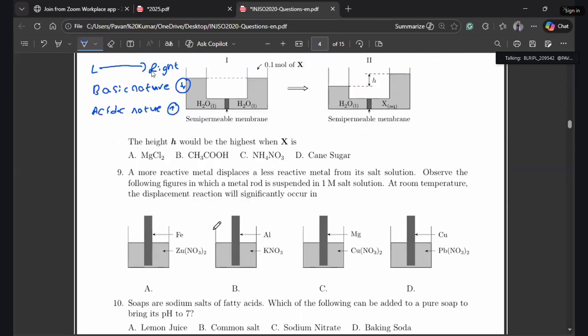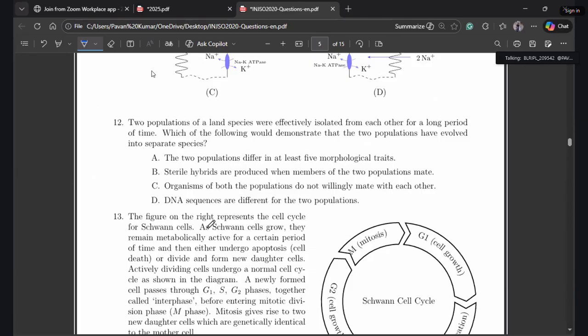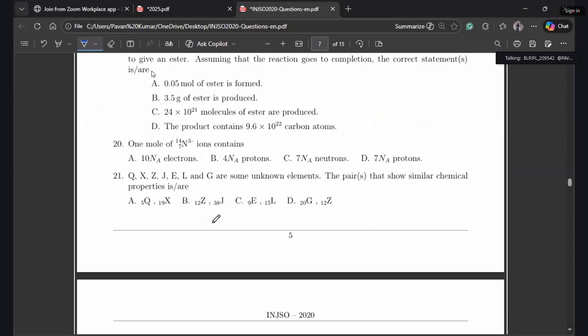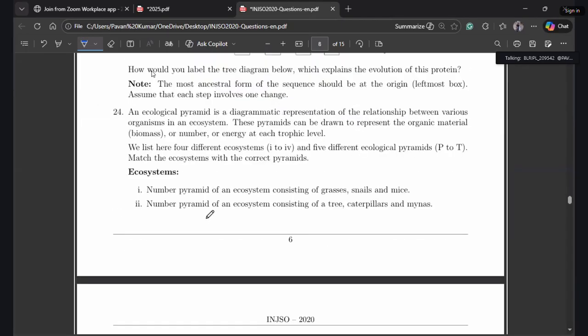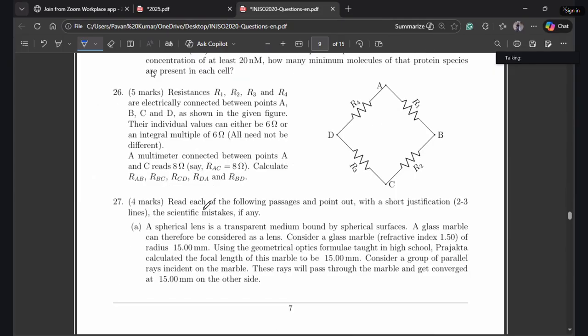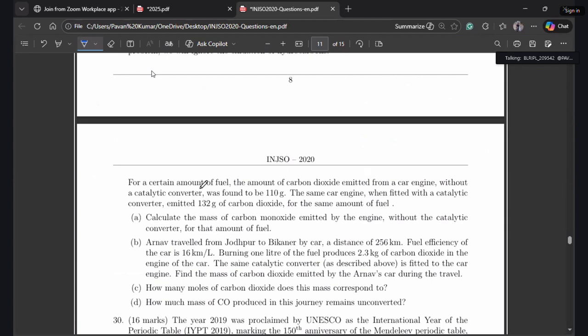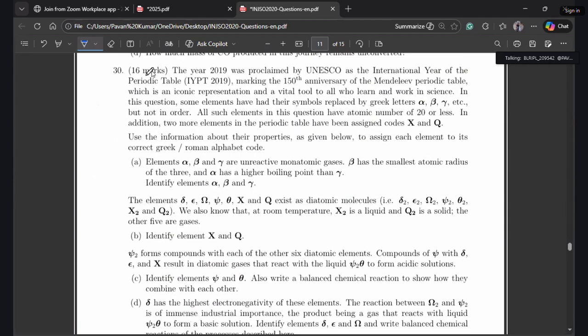So the seventh question was given in 2020 INGS. Next, coming to one more most important question, which is also related to periodic properties. In the same academic year they gave this question. See this. The year 2019 was proclaimed by UNESCO as the International Year of the Periodic Table, marking the 150th anniversary of the Mendeleev Periodic Table, which is an iconic representation and vital tool.